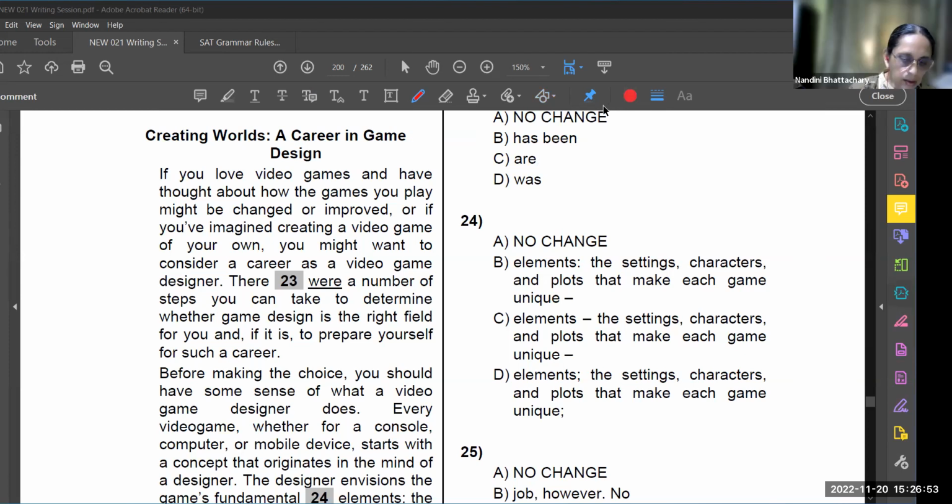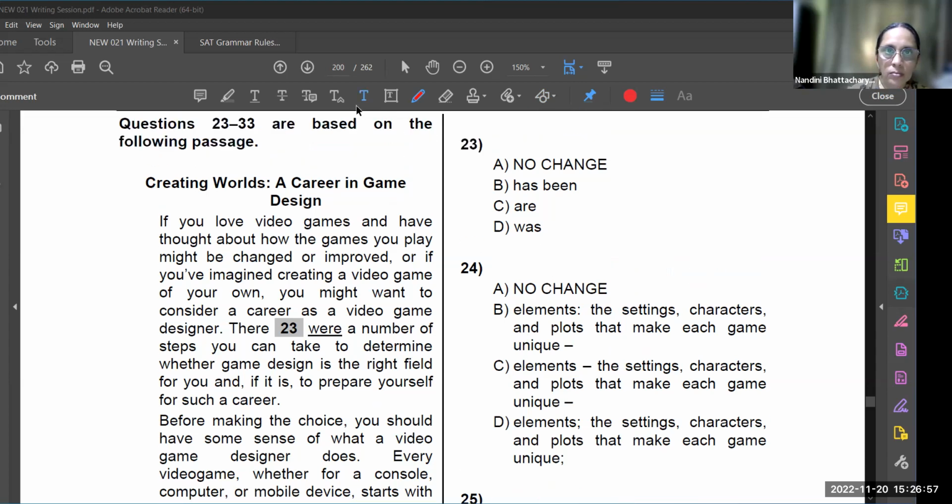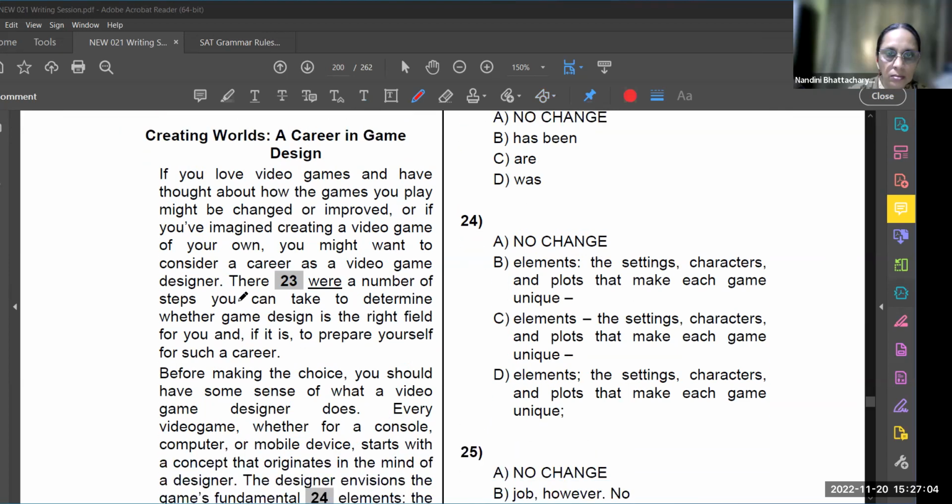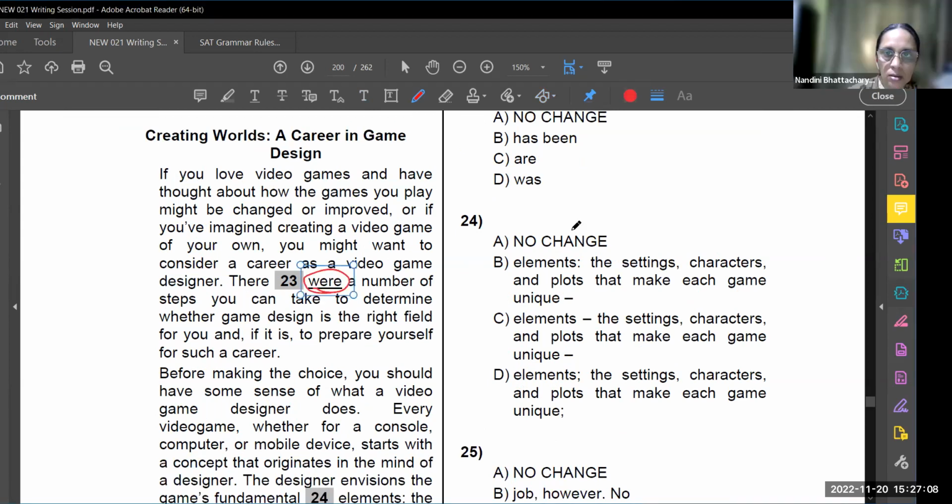Okay, coming to the answers. Number 23. C. C. Why did you say C? Which present tense answer? We needed a present tense over here.